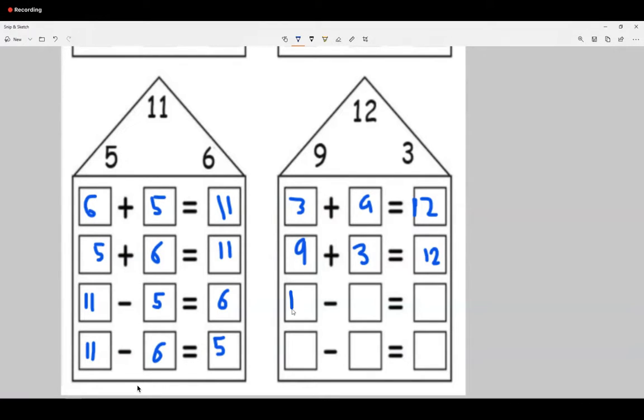Yep, Sean is doing a great job here. Remember to put 12 first, the biggest number first. So it's 12 minus 3 equals 9. And then he's also telling us that 12 minus 9 equals 3.